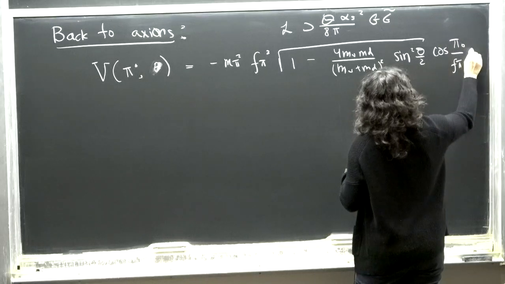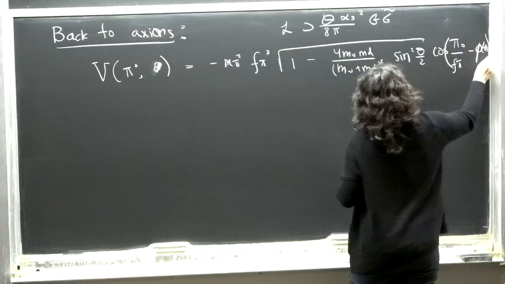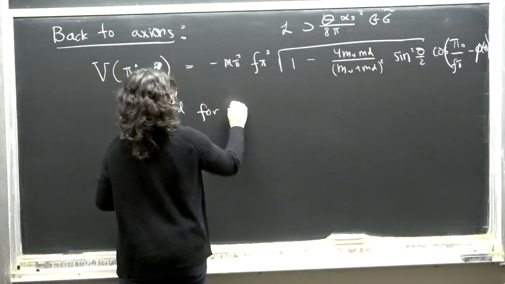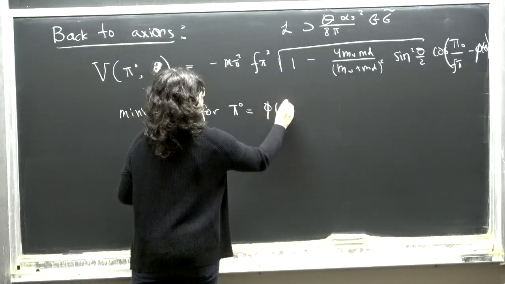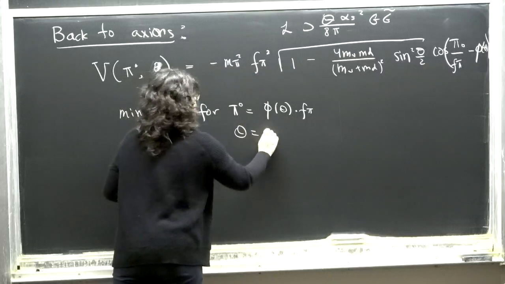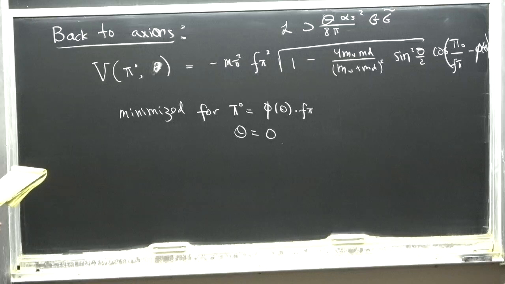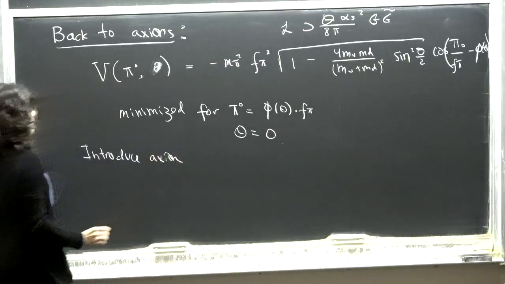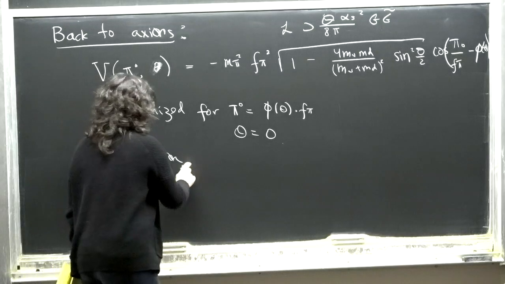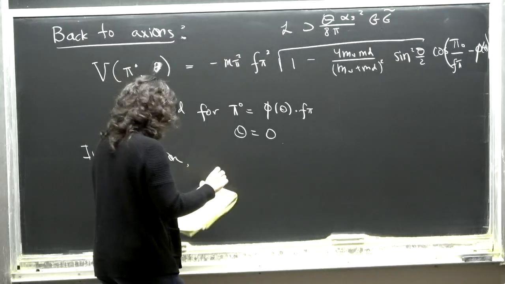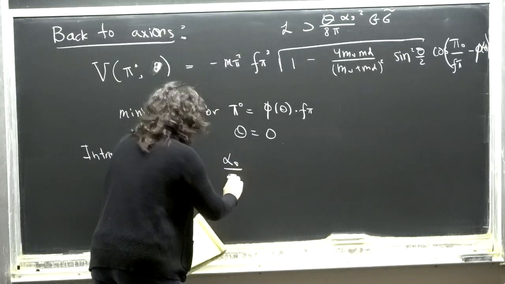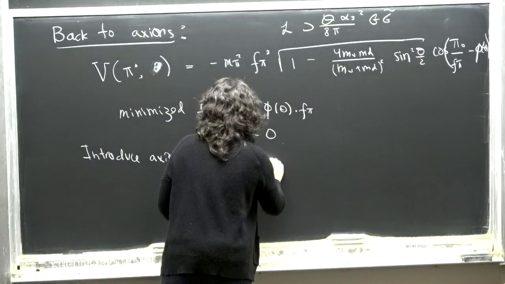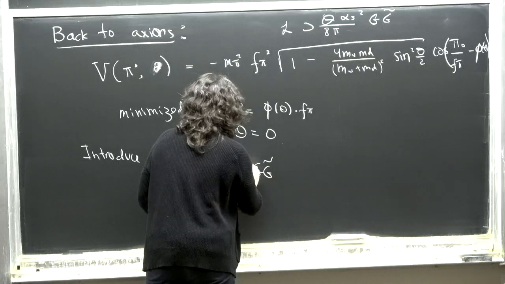Which is minimized. This is some angle, which is a function of theta. So this is minimized for pi equals phi of theta times f pi, and theta equals 0. And we said that if we introduce the axion, which you should have in mind as some Goldstone boson of a broken global symmetry, then we want to add this term, and I'll call it A over F, G G dual.